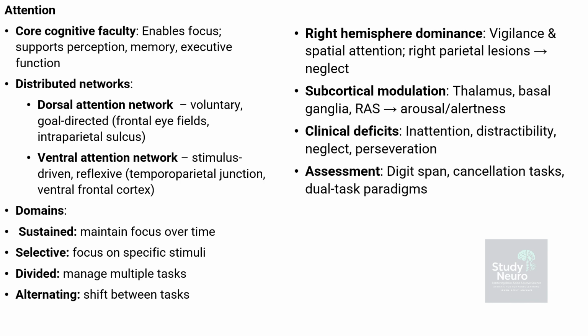Subcortical structures like the thalamus, basal ganglia, and the reticular activating system regulate alertness and arousal. Clinically, attention deficits can appear as inattention, distractibility, neglect, or repetitive behaviors. We often assess these abilities using tasks like digit spans, cancellation exercises, or dual task paradigms to see how well patients can focus, shift, and divide their attention.